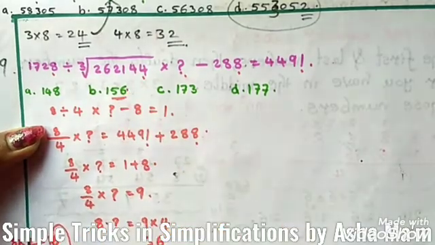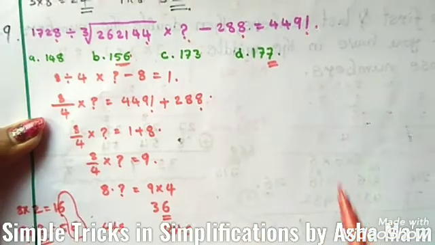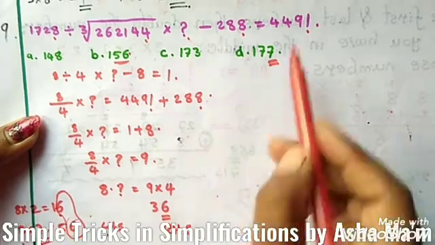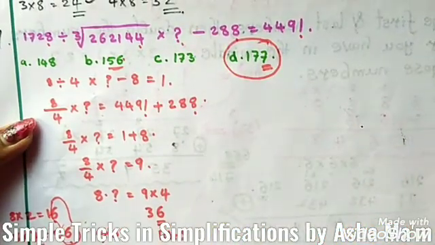So here is 6, but here 8 into 7. In units place, 7 must be there. So 8 into 7, that is 56. Here the last digit is 6. So this is the correct answer. Okay, right. Let us see the last question of today's session.